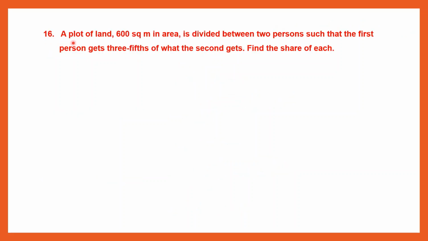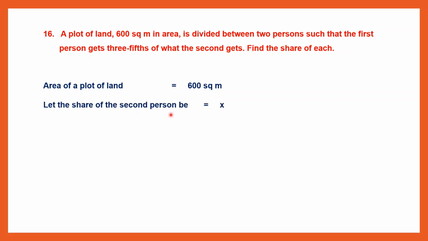Question 16. A plot of land 600 square meter in area is divided between two persons such that the first person gets 3/5 of what the second gets. Now we need to find the share of each. Okay, so the area of the plot of land given to us is 600 square meter.